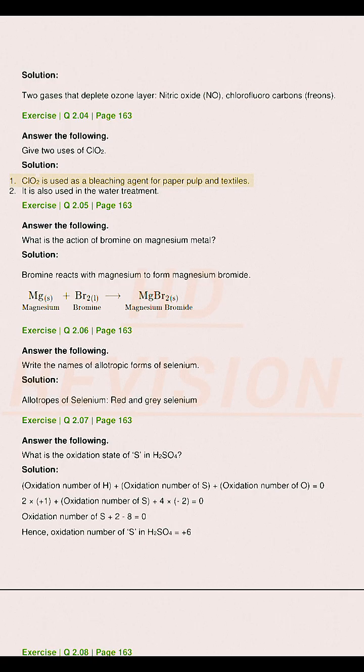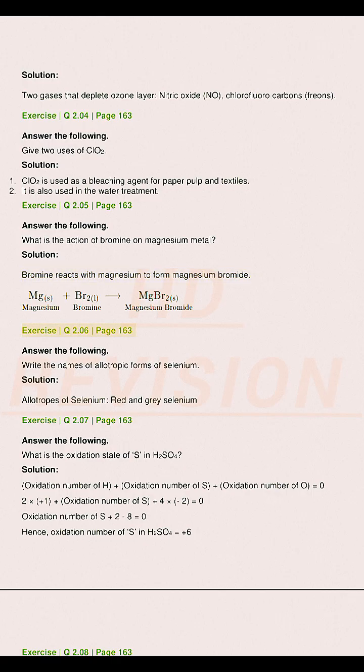ClO2 is used as a bleaching agent for paper pulp and textiles. 2. It is also used in water treatment. Exercise Q2.05, page 163. Answer the following. What is the action of bromine on magnesium metal? Solution. Bromine reacts with magnesium to form magnesium bromide.